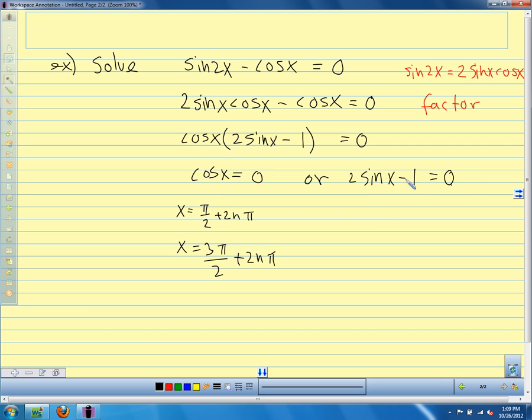I add 1 to both sides, divide by 2. I get sine x equals 1/2. I look on my unit circle and figure out where the sine of my angle is 1/2. And I see that x equals pi over 6 plus 2n pi, and x equals 5 pi over 6 plus 2n pi. So I have four solutions plus multiples of 2 pi for this equation.